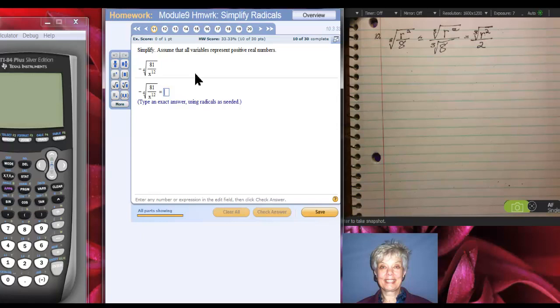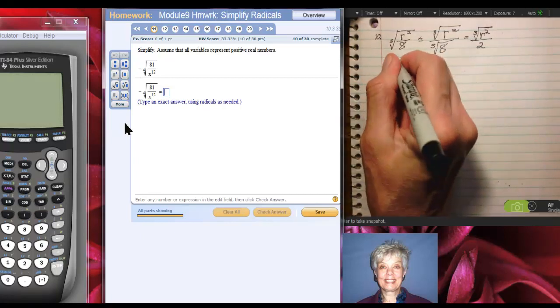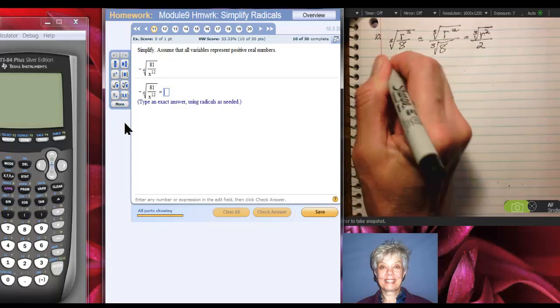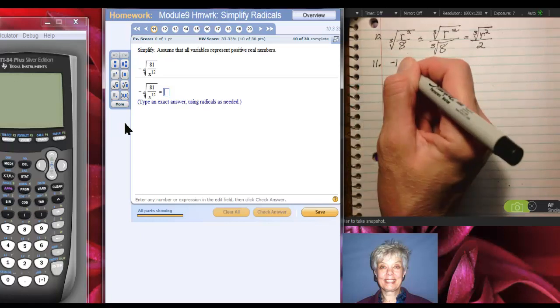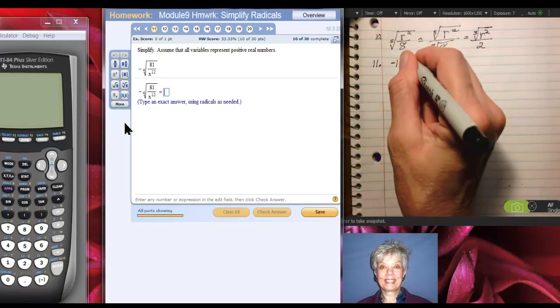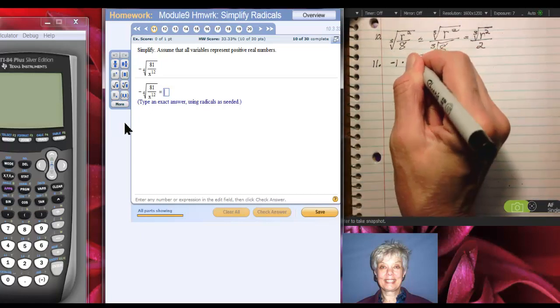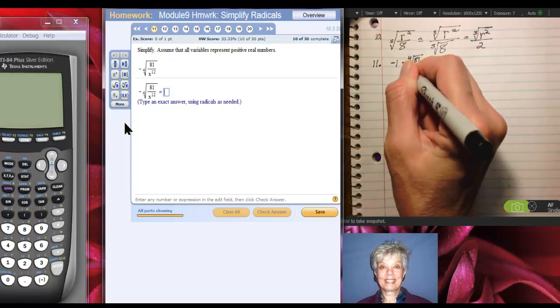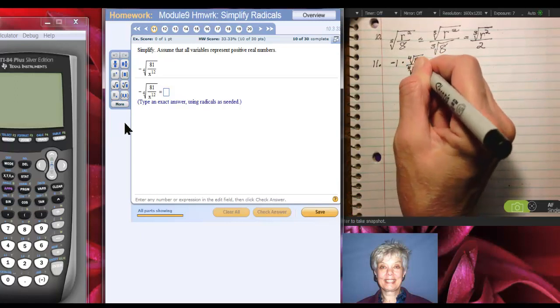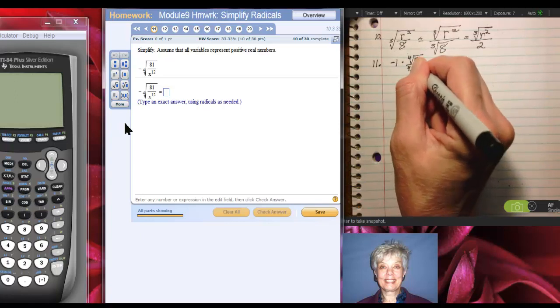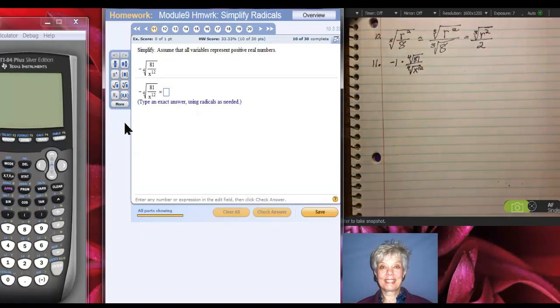Now the negative sign out front is a negative 1. All right, so what we're going to do is look at negative 1 times, so here's problem number 11, negative 1 times the fourth root of 81 over the fourth root of x to the 12th. We're going to treat these differently because 81 is a perfect fourth root. 81 equals 3 times 3 times 3 times 3.